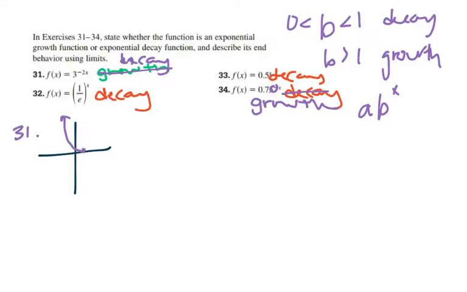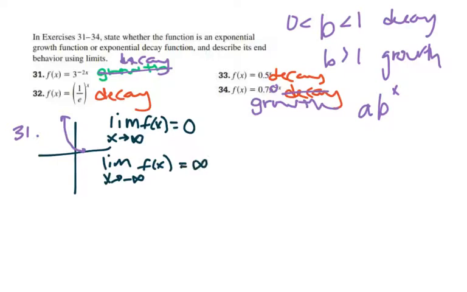And so our end behavior is going to be the limit as x goes to infinity, so to the right of the function, is going to go to 0, and then the limit as x goes to the left of the function is going to be positive infinity because it goes up.